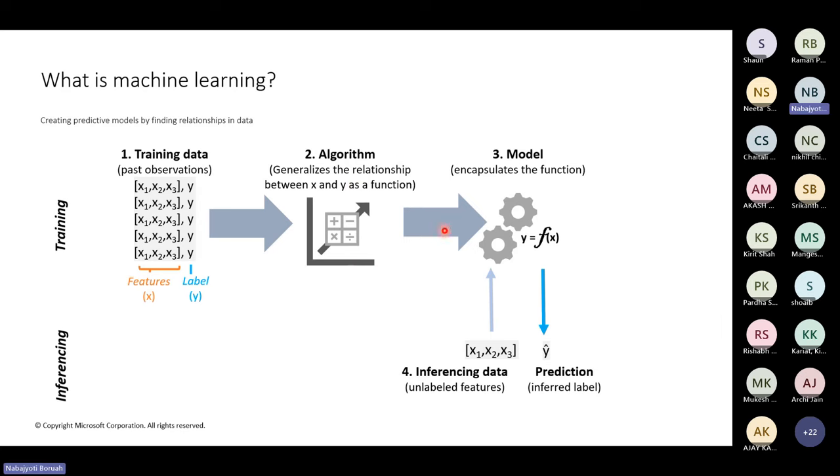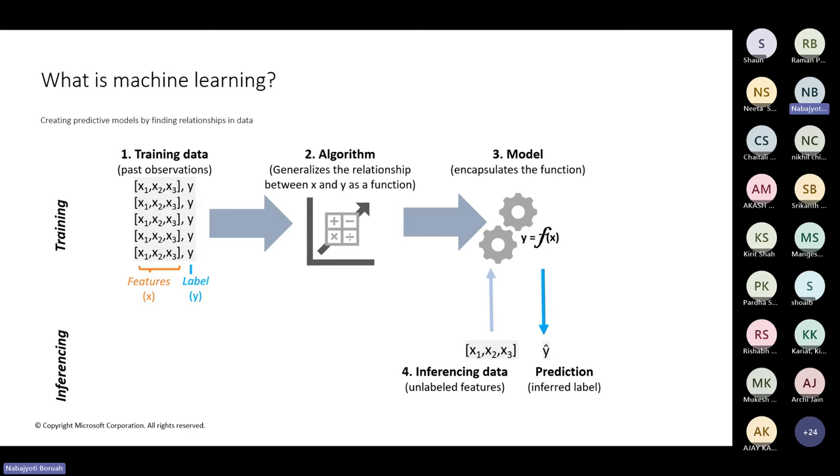When you talk about algorithms, it could be any type of algorithm. We are not going to go into the detail of that, but an algorithm is applied to the data to try to determine the relationship between the features and the label, and generalize the relationship as a calculation that can be performed on the X to calculate the Y. The specific algorithm used depends on the kind of predictive problem you are trying to solve.